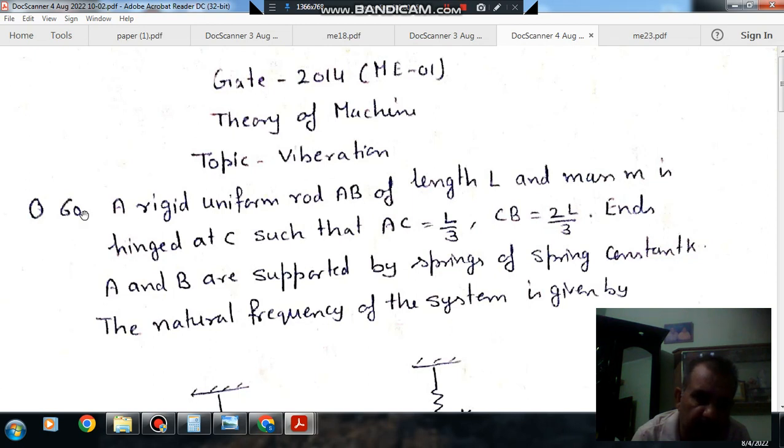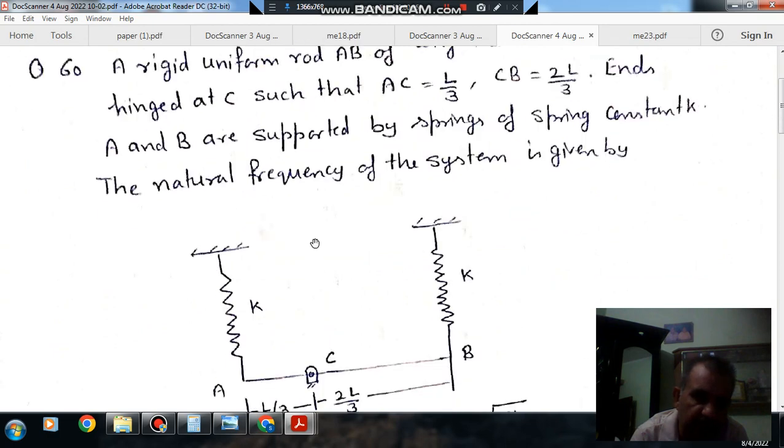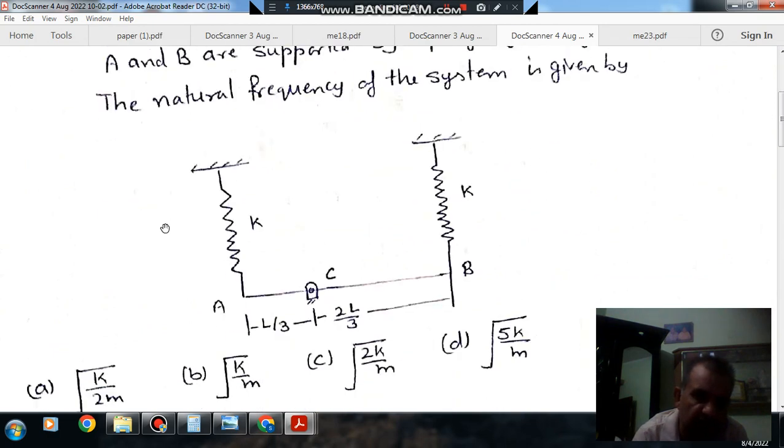The topic is vibration. Question number 60 from GATE 2014 ME-01 is: a rigid uniform rod AB of length L and mass M is hinged at C such that AC is equal to L by 3 and CB is equal to 2L by 3. The ends A and B are supported by springs of spring constant K. The natural frequency of the system is given by.